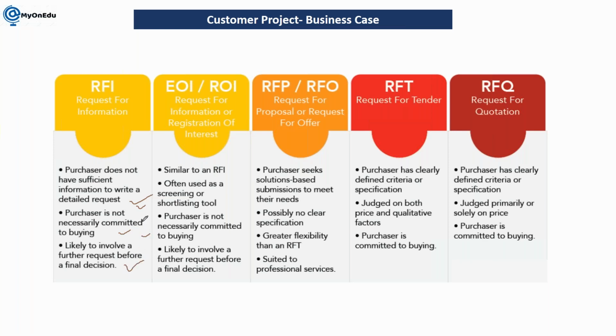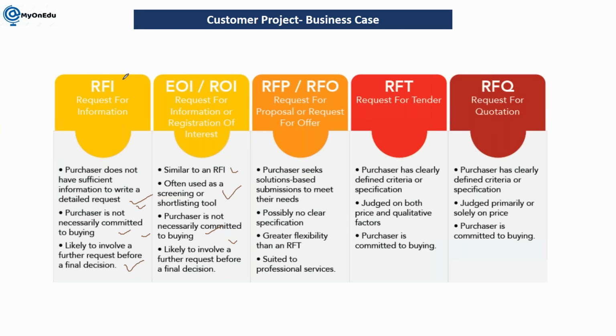So sometimes a customer sends a request for information. We just need to provide initial information to my customer about whatever their requirement is. As per my past experience, we can prepare some estimation and send it. This is the detail. EOI, expression of interest, is similar to RFI, often used as a screening or shortlisting tool. The purchaser is not committed to buying, and it is likely to involve a further request before a final decision. All this terminology is used in tendering processes.